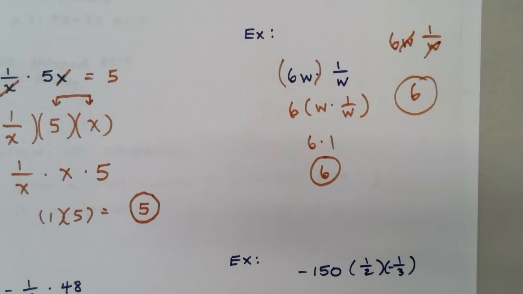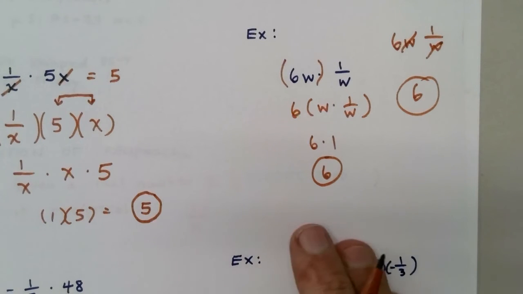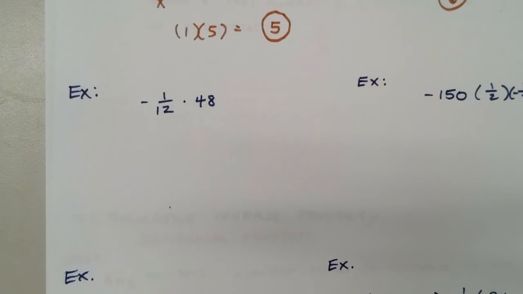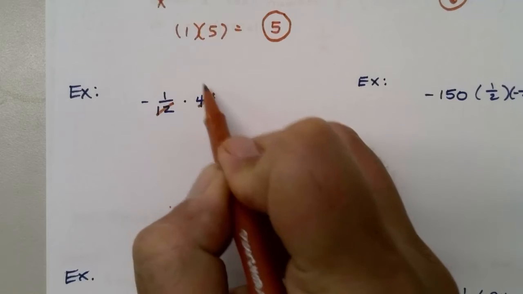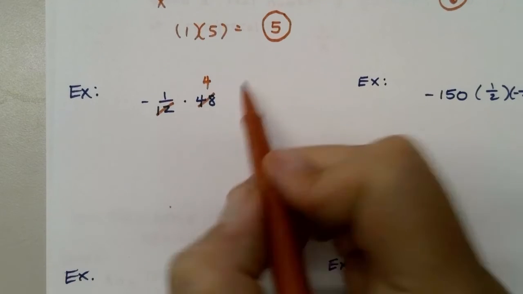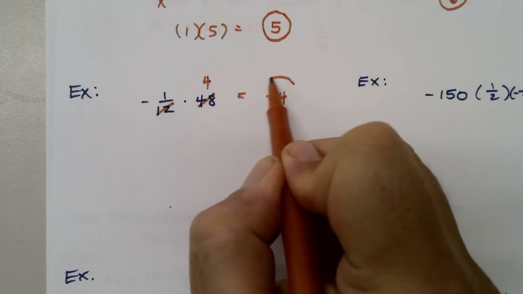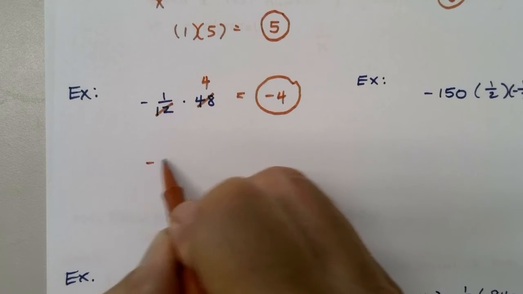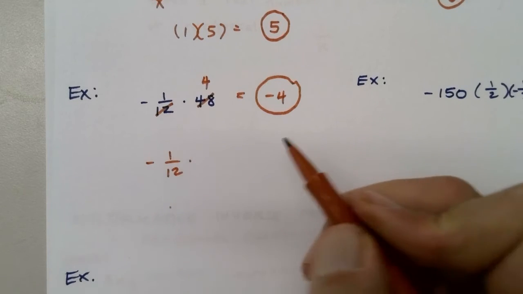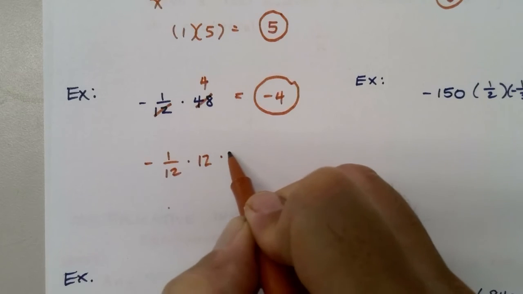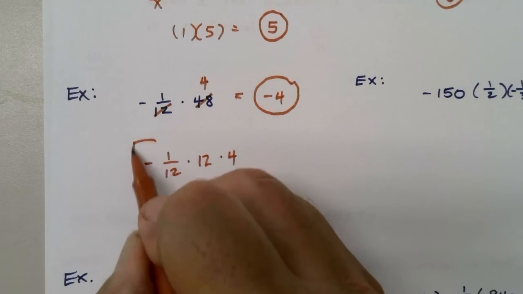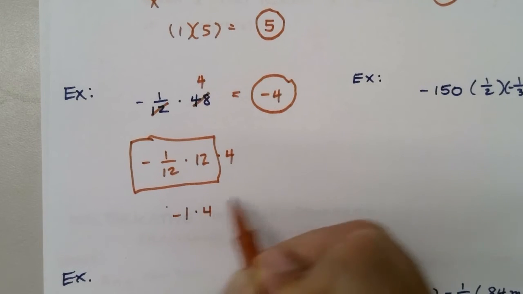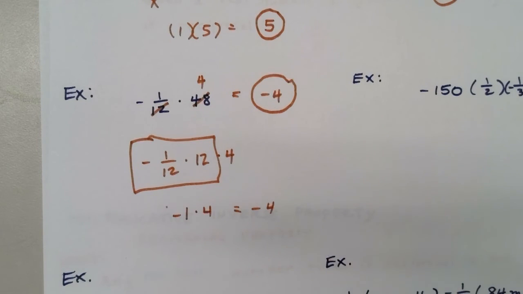Okay, that's all you need to do. But I just wanted to show you that the properties that we learned still apply. So again, short way, zoink, zoink, 4 equals negative 4. So that's how it would look in my work. If you wanted to do it the long way, you would say negative 1/12 times 12 times 4. Any number times its reciprocal is 1, so I get negative 1 times 4, which is negative 4.